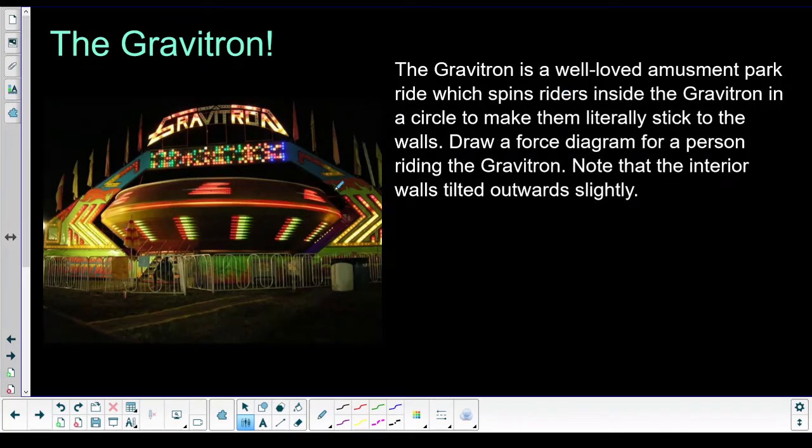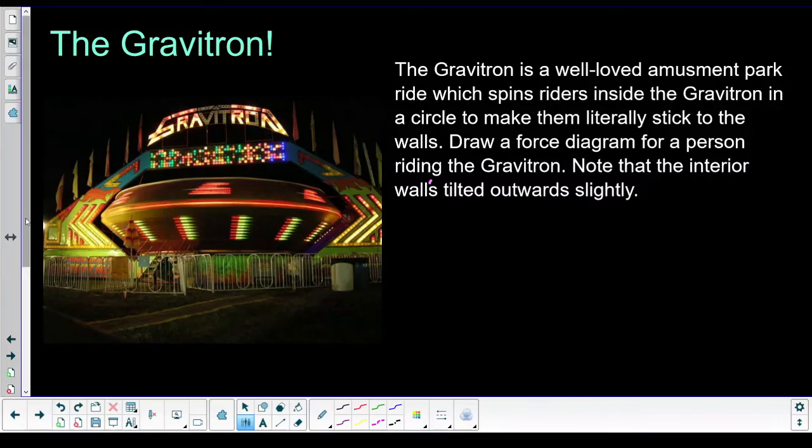All right. So the Gravitron, this fun looking ride here, is a well-loved amusement park ride, which spins riders inside the Gravitron in a circle to make them literally stick to the walls. Literally, you stick to the wall like Spider-Man. Draw a force diagram for the person riding the Gravitron. Note that the interior walls are tilted outward slightly.